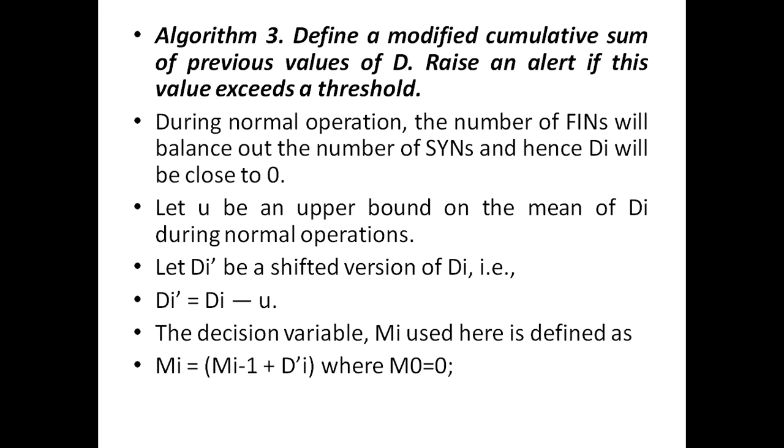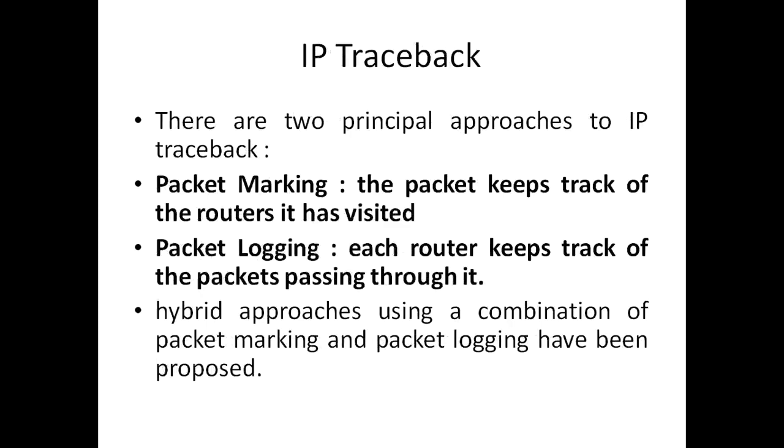Here the notation x+ is defined as follows: x+ is equal to x if the value of x is greater than 0, otherwise it is 0. The IDS sounds an alarm at the end of the jth interval if Mj is greater than T3, where T3 is a threshold determined empirically. So this is algorithm 3.